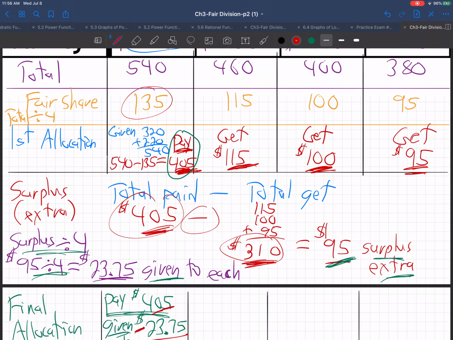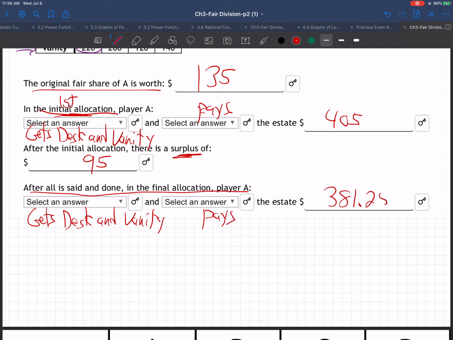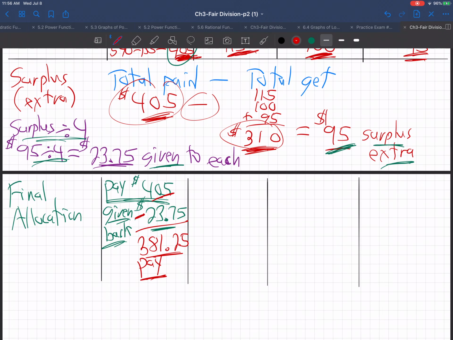He's paying $381.25. So after all is said and done in the final allocation, again, he gets the desk and the vanity and pays $381.25. So when all is said and done, at first he paid $405, but then we gave him his share of the surplus back. So in the end, he only pays $381.25. So that's the final allocation for A.